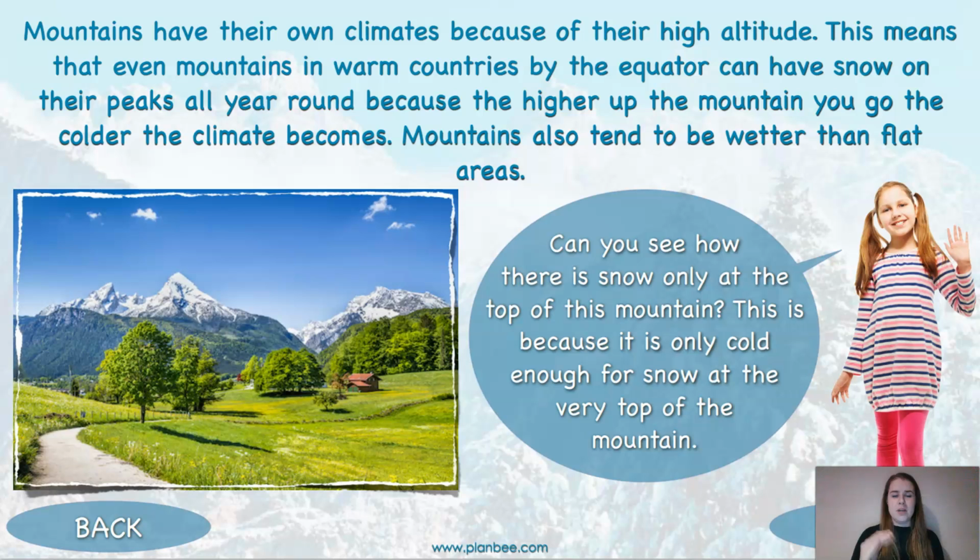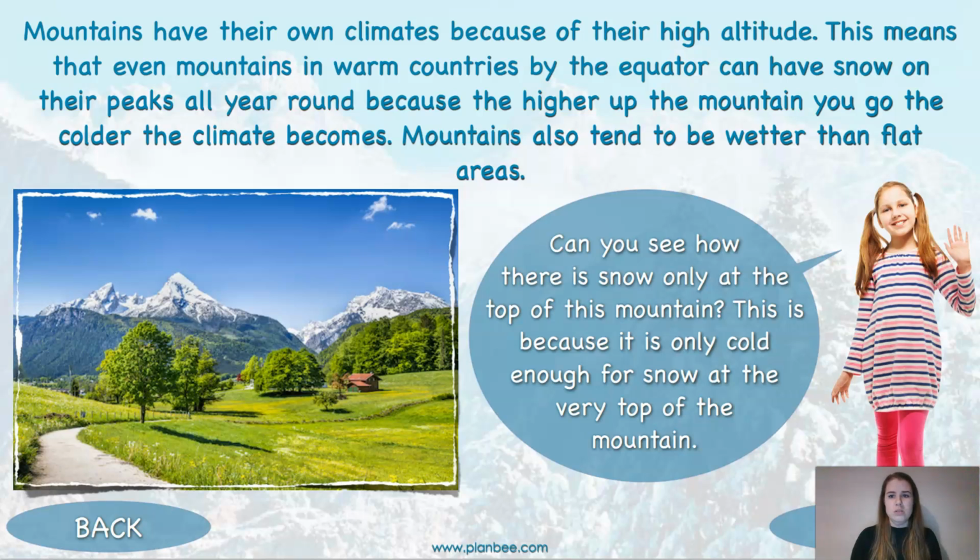Now, because they're so far up into the sky, obviously as we work our way up, it gets colder and colder. So even mountains that are in warm countries, so countries that lie along the equator, they themselves will still have snow on the top of their peaks because the higher up the mountain you go, obviously the colder that climate becomes, those temperatures drop. And when those temperatures drop, that allows for snow to be able to settle and stay.